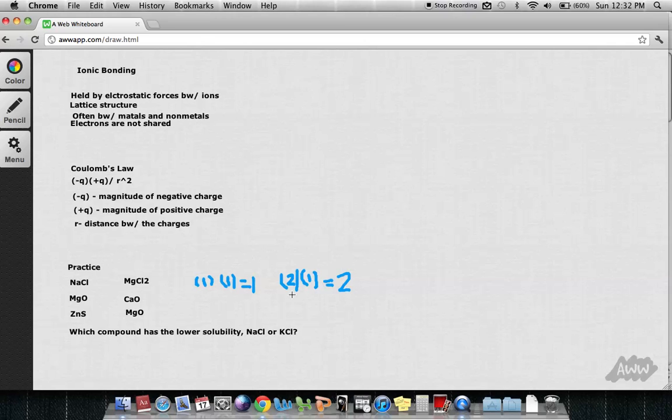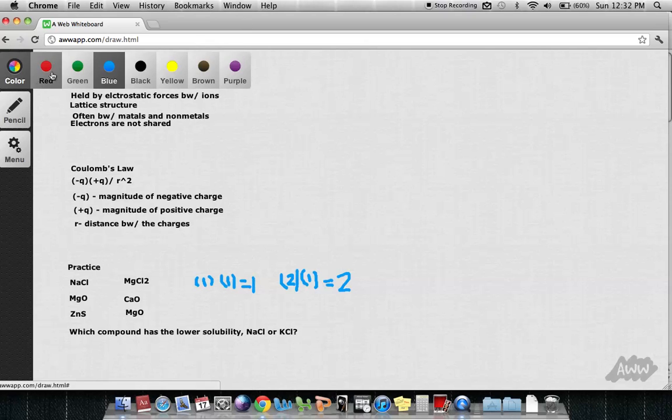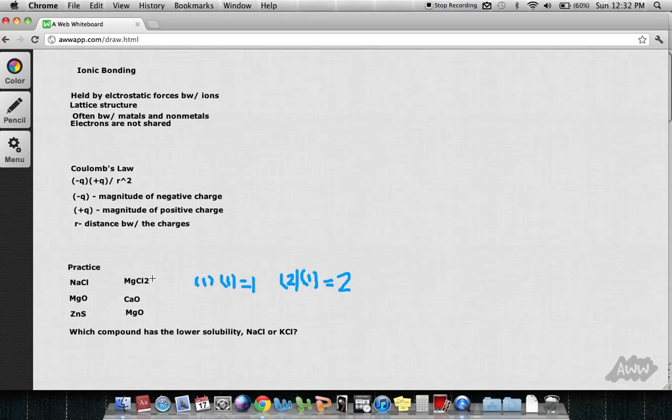So in this case, because the products of the charges are different, you don't really have to consider the distance between the two ions. So in this case, MgCl2 would have the stronger ionic bond.